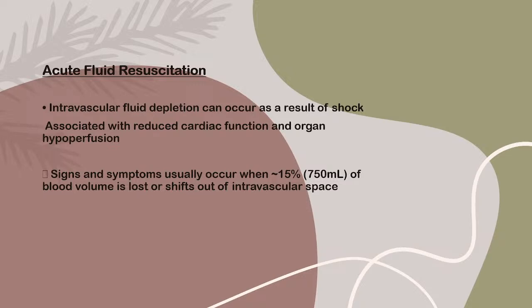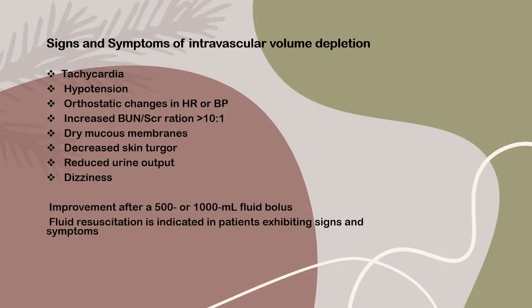So when around 15% of body volume is lost or shifted out, like there is loss of fluid from the intravascular space, that is around 15%, then only the symptoms of shock appear and acute fluid resuscitation is required. If we talk about the signs and symptoms of intravascular volume depletion, that is tachycardia, hypotension. There is hypotension due to fluid loss from the intravascular space, due to which the body will have a compensatory mechanism as increased heart rate, that is tachycardia.